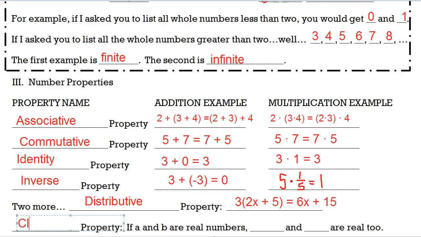And then the last one, the closure property. That means if you've got 2 real numbers, you add them together or you multiply them, you still get a real number. So let's say you've got 2 times 3. Well, 2's real, 3's real. Hey, guess what? 2 times 3 is real too. So that works for addition and multiplication. Not necessarily division.